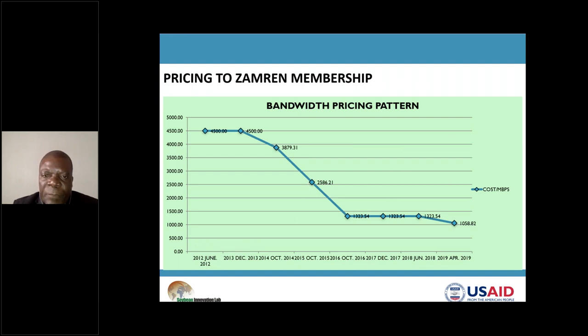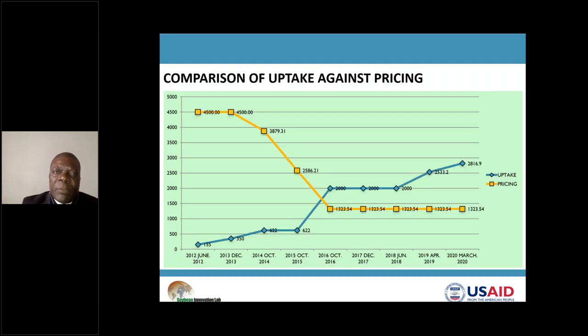In terms of pricing, we currently have a three-tier pricing structure that we are using at Zambrin. The lowest is at $57 per megabit per second. The next is $64 per megabit per second, and $72 per megabit per second. The $72 per megabit per second is the one shown in the graph, because this is where most institutions fall. Those who are paying less are those getting more capacity from us. If you get more, you pay less, because numbers have to kick in to also sustain Zambrin.